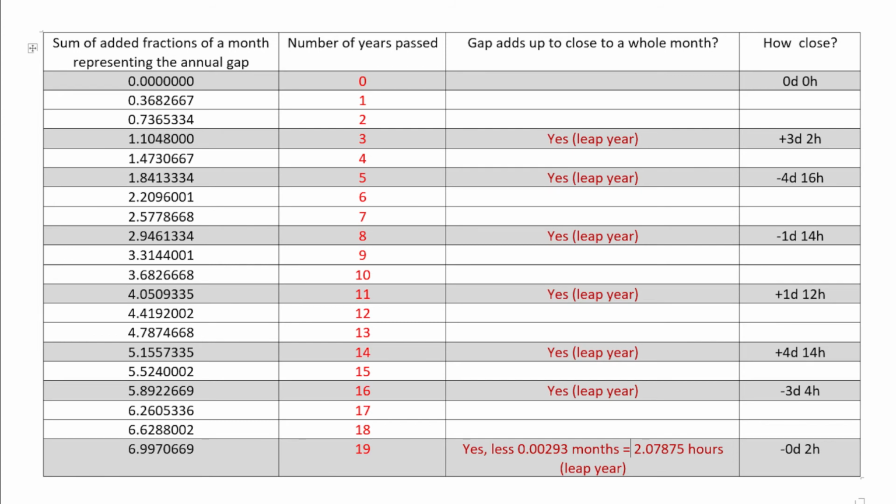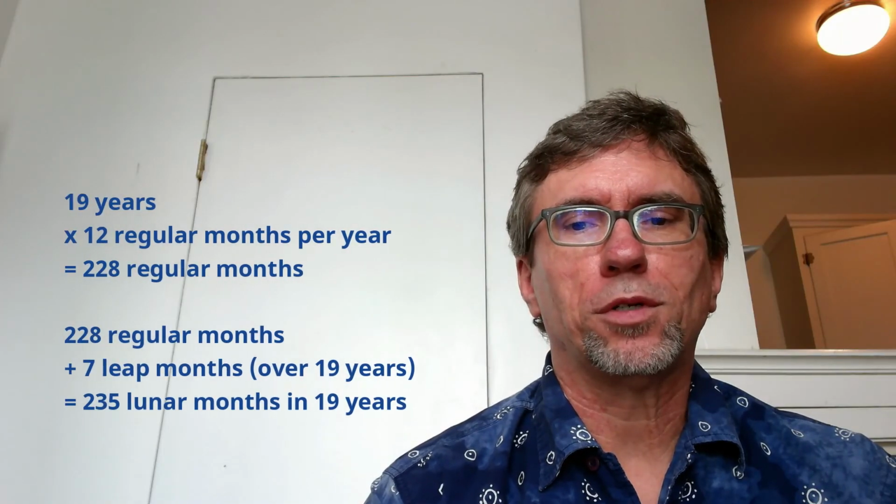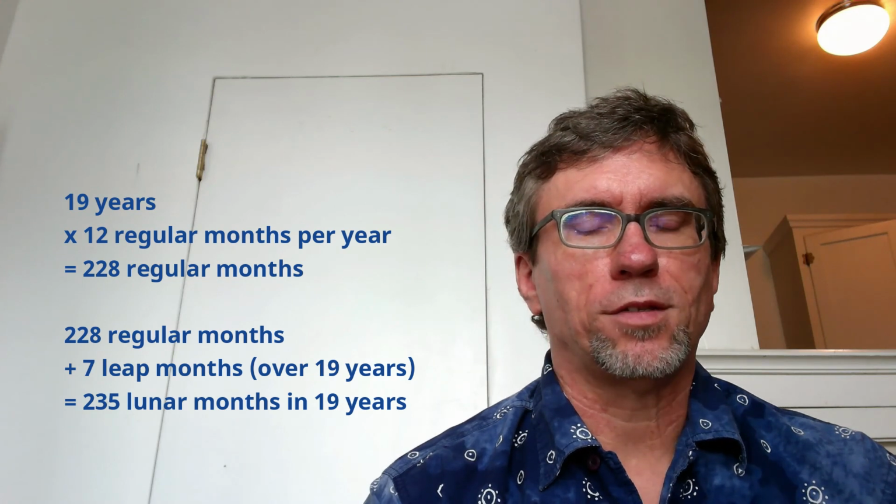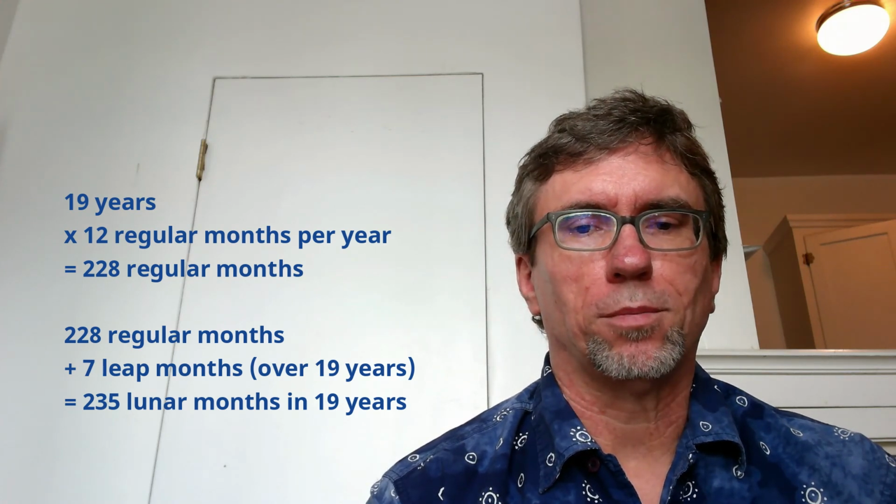7 leap months are spread over the 19 years, making for a total of 235 lunar months in 19 years. That's 12 times 19 plus 7.